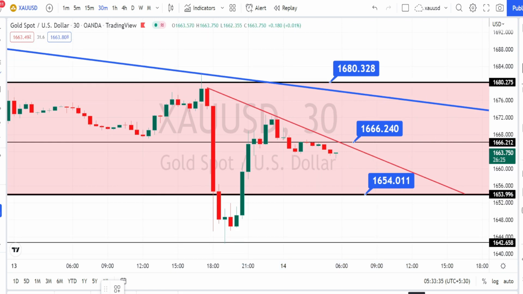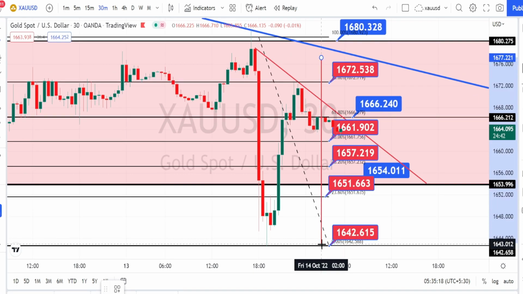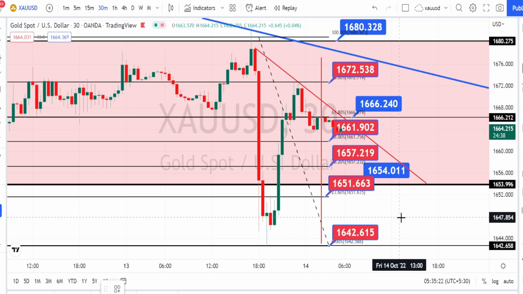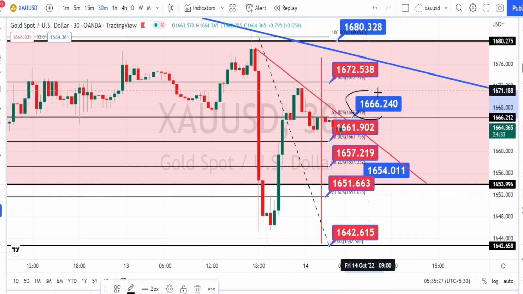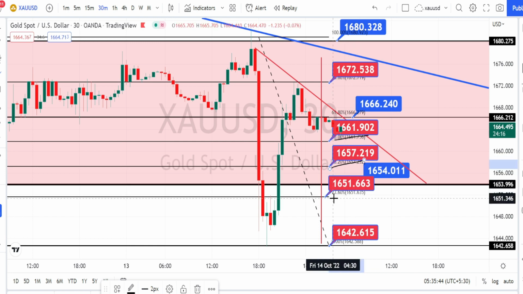Let us mark the support and resistance levels. So the values within these red color boxes are the resistance and support levels for current price action in 30 minutes time frame. Currently the price action is trading between the higher time frame resistance level of 1666 and support level of 1661. And if the price action breaks the support level of 1661, the next level of support is going to be around 1657, 1654, 1651 and 1642.